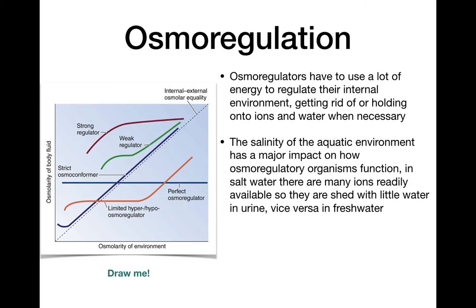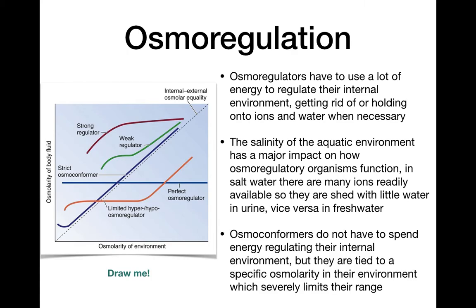So if they're living in salt water, there's lots and lots of ions around, lots of salt in the water to get, so they only need a little bit of water in their urine. If they're in fresh water, they're taking in a lot of water to get a little bit of salt, so they're going to shed a lot of water in urine to try and get the salt they need from the water.